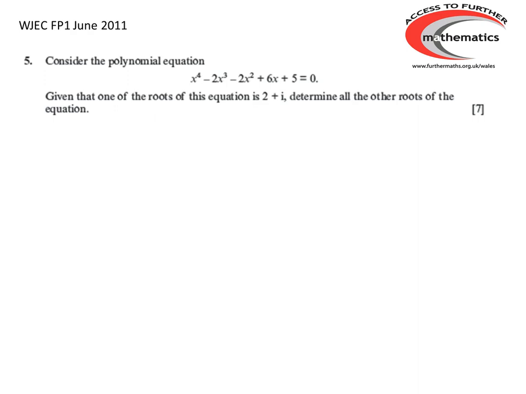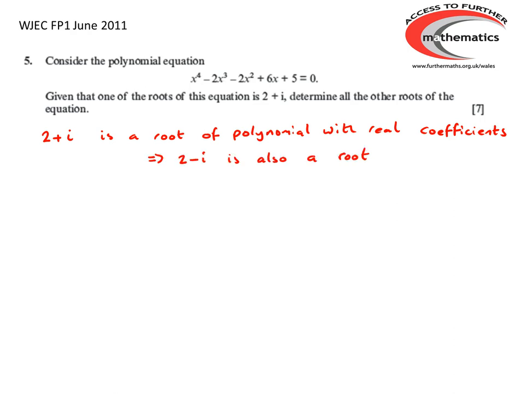Well, we have a polynomial equation with real coefficients. So that means that the complex solutions must appear in pairs. If we have a complex root, then the complex conjugate must also be a root. So we must have 2 minus i as one of the roots as well.